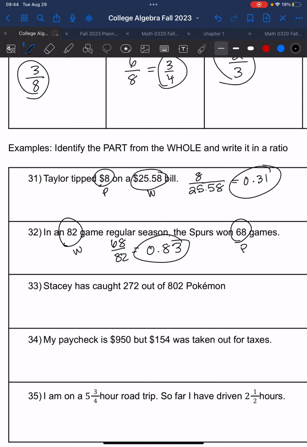Number 33 says Stacy has caught 272 out of the 802 Pokemon. So 272 is our part, 802 is our whole, which means we write this as a ratio 272 over 802. Turning that into a decimal on our calculator, 272 divided by 802 is approximately 0.34, which tells us that Stacy has caught about 34% of the total amount of Pokemon.